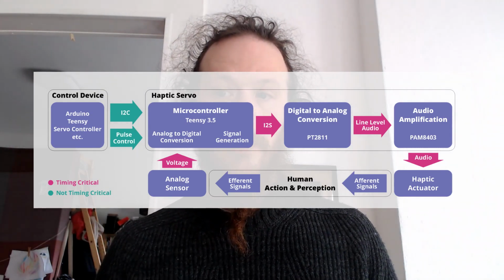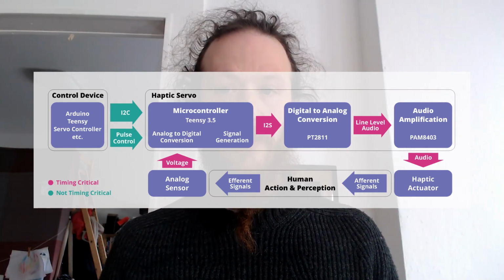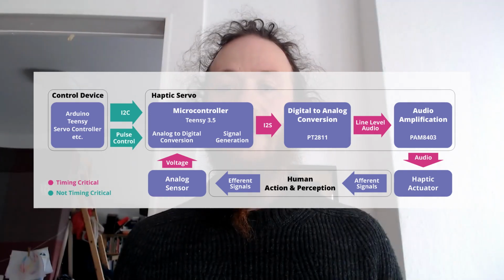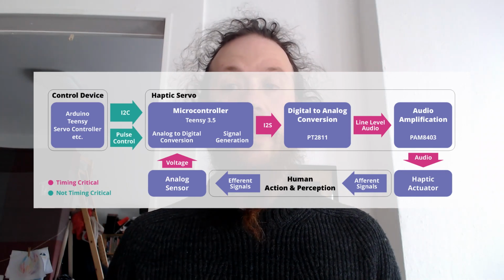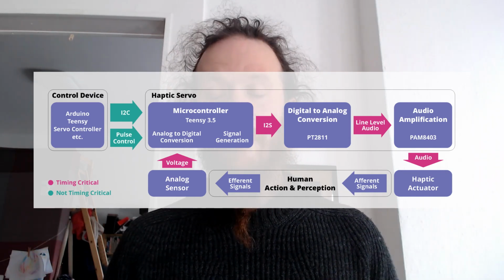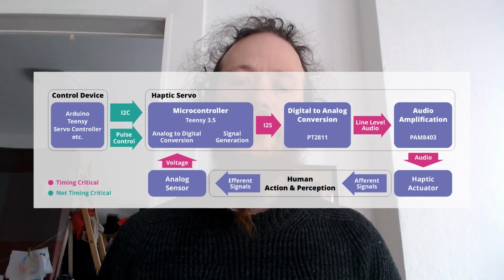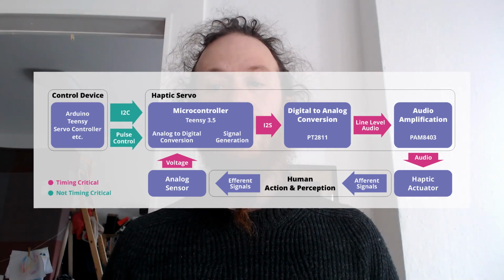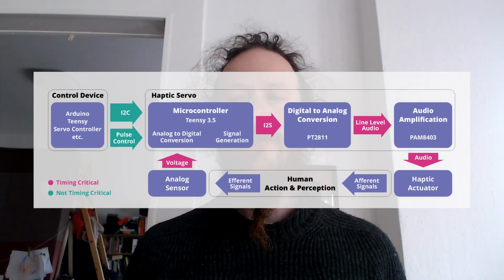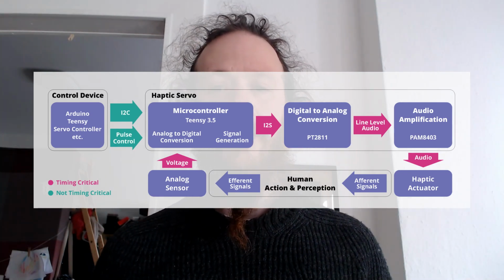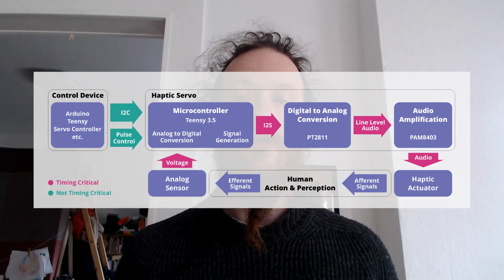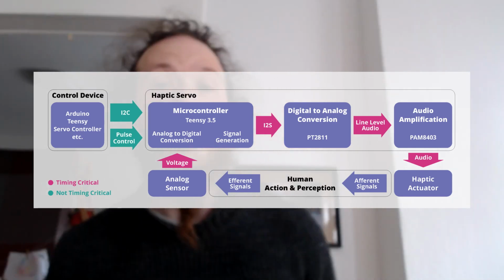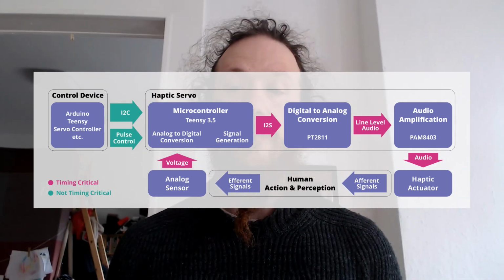The haptic servo samples human actions using an analog sensor. This can be considered the servo's control signal. A microcontroller generates corresponding output signals, which are amplified to drive a haptic actuator. The human then closes the loop. We minimize system latency by removing all non-timing critical elements. For example, changing the parameters of the haptic signal is done asynchronously. A fun feature we implemented is that haptic servos respond to pulse control, like a regular servo. You can find more information on that in our paper.